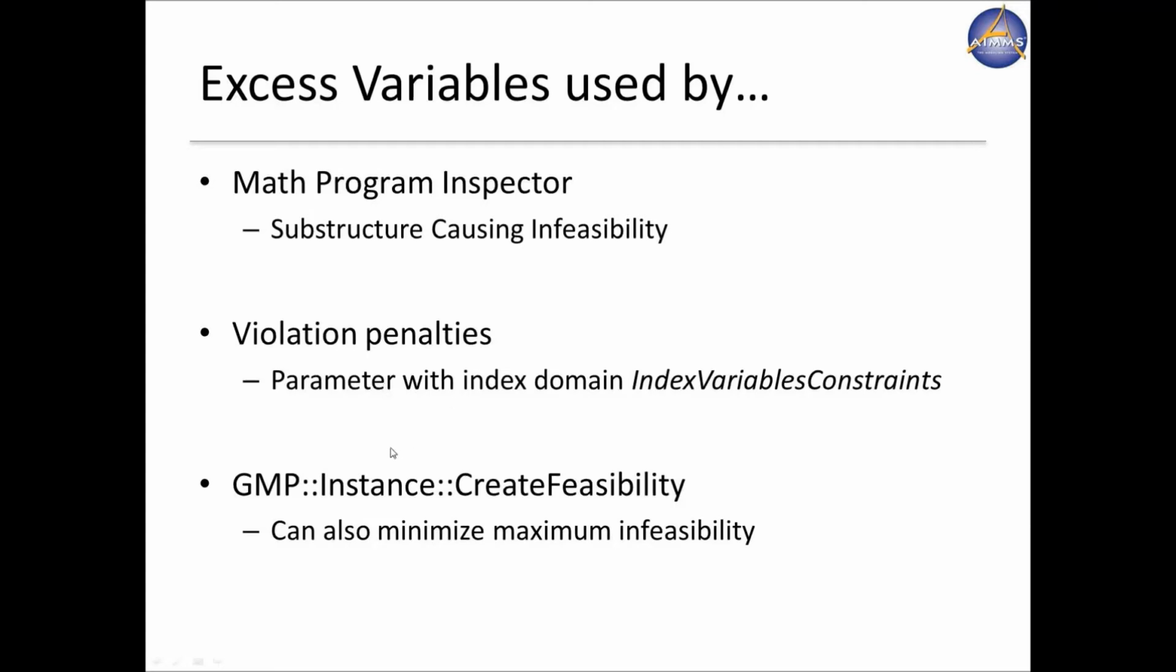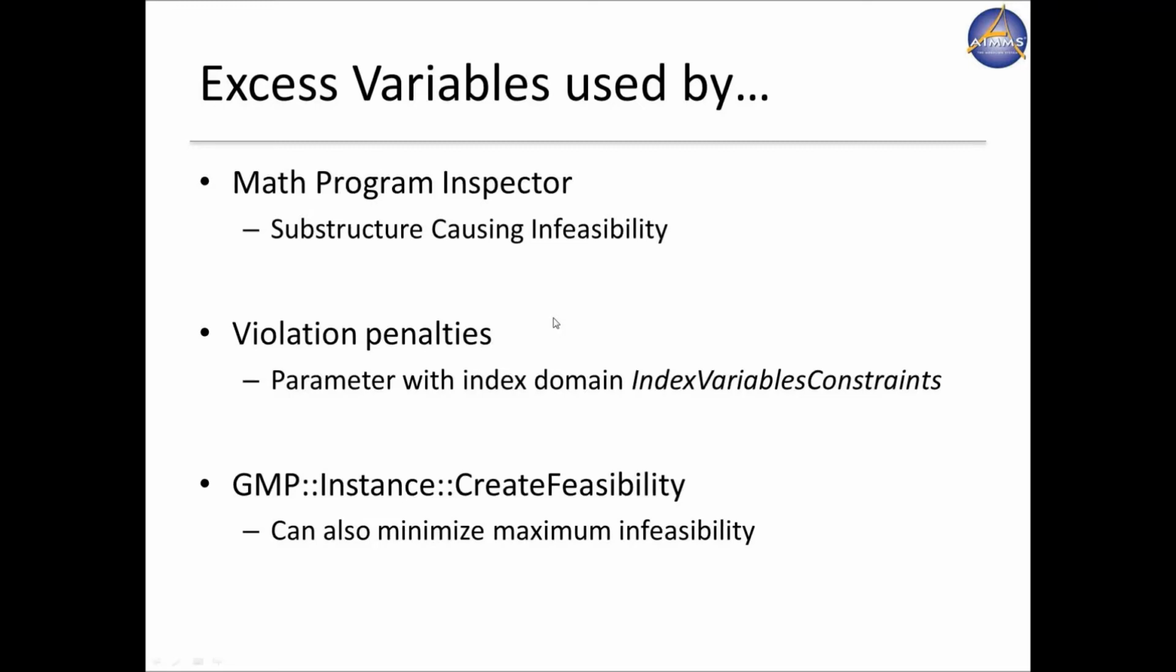And the third method is by using the GMP functionality. In this case, it's a function GMP::Instance::CreateFeasibility. I will not demonstrate this function. I will only say also that besides minimizing the sum of infeasibilities, it can also be used to minimize the maximum infeasibility, which is a different measurement.